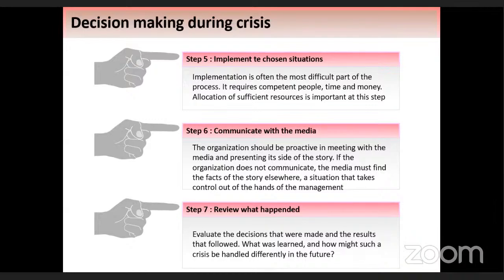Step six, communicate with the media. The organization should be proactive in meeting with the media and presenting its side of the story. If the organization does not communicate, the media must find the facts of the story elsewhere, a situation that takes control out of the hands of the management. So, meaning if the media are not well communicated with, of course they will find the information from elsewhere, and that makes the situation go out of control, out of the hands of the management.